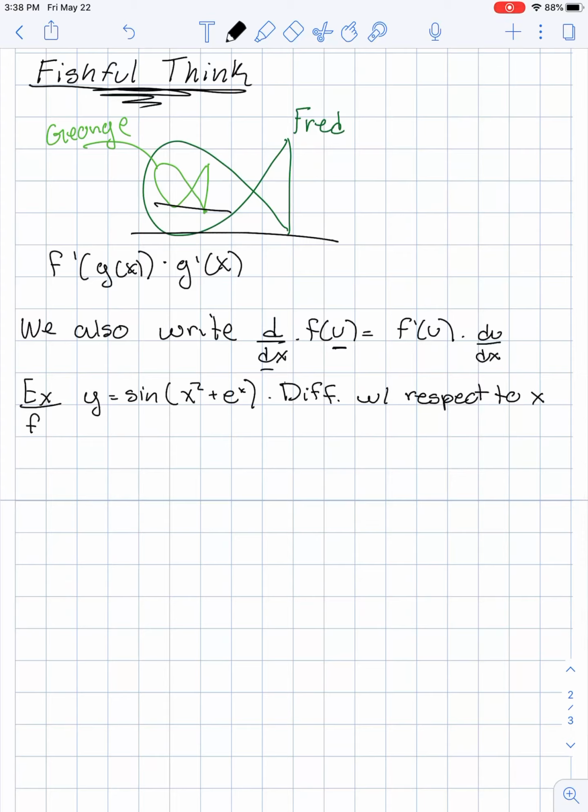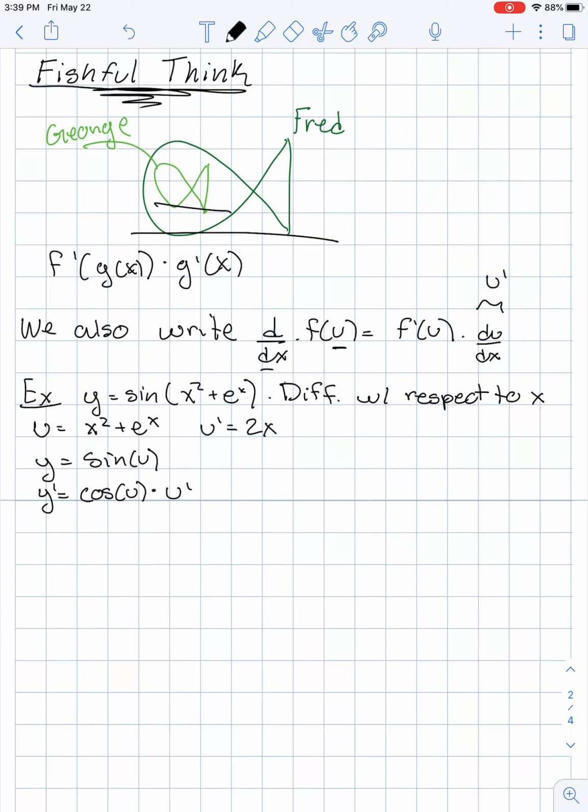Alrighty? So there's lots of different ways to do this. Some people like to just call u equal to x squared plus e to the x, and then they'll have y equal to sine of u. So then what I like to do is I'll write y prime is equal to cosine of u times u prime. That's the same u prime, we can just call du dx, u prime.